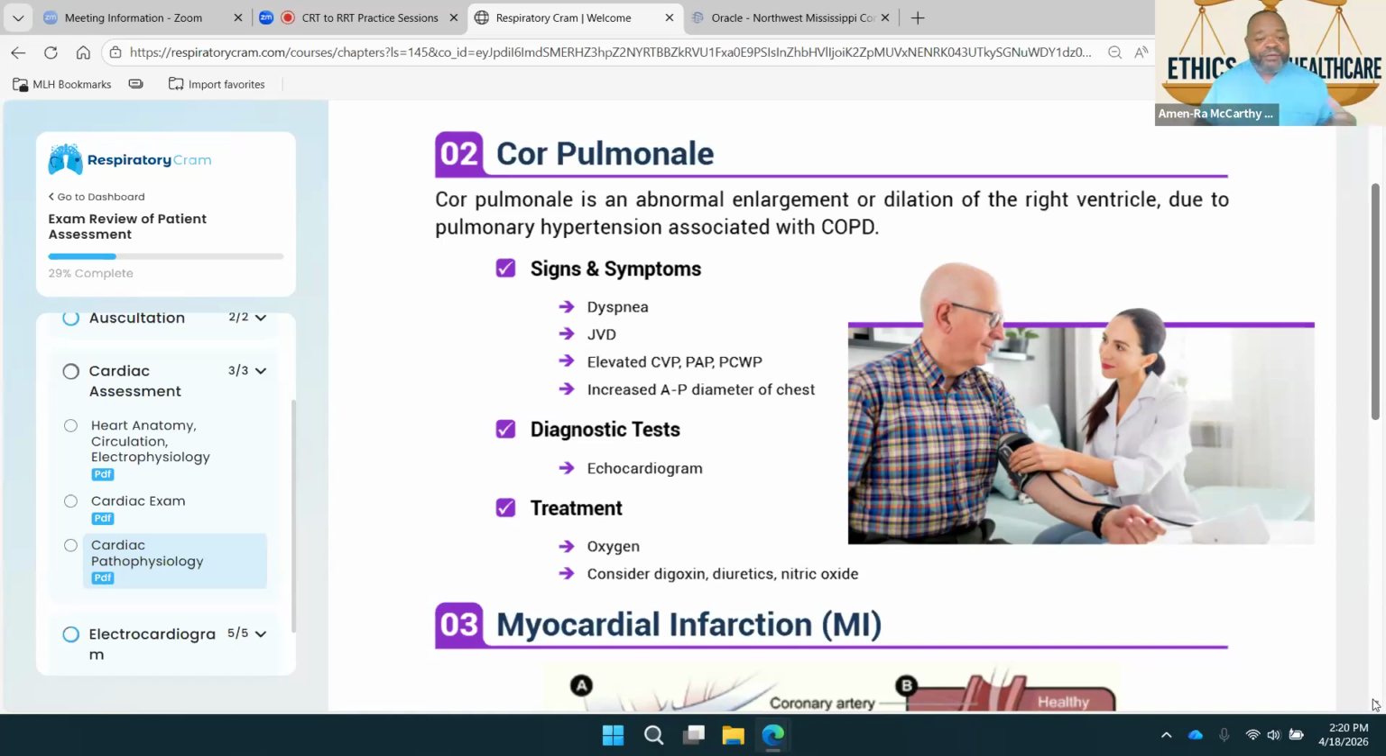Test, like somebody said earlier, echo, right? Cor pulmonale, we can do an echo for them as well. How do we treat them? Cor pulmonale, oxygen, and then consider digoxin and diuretics and nitric oxide, right? And now you're also going to see Flolan, or epoprostenol is what it's called. Veletri is also a trade name for epoprostenol. So you'll see some of these things, a lot of other things coming up now.